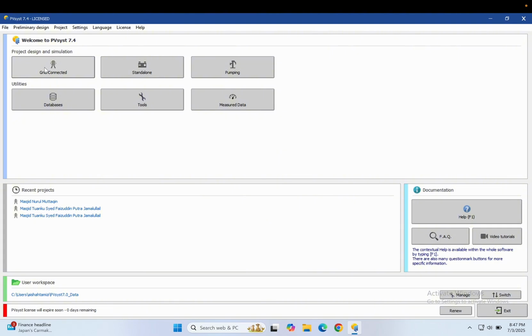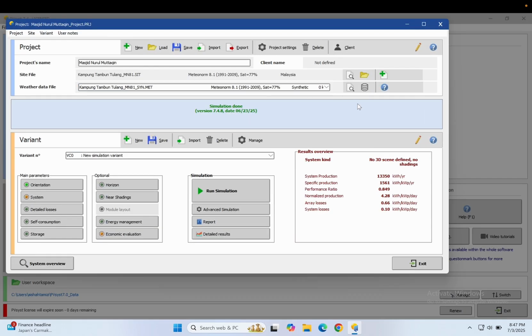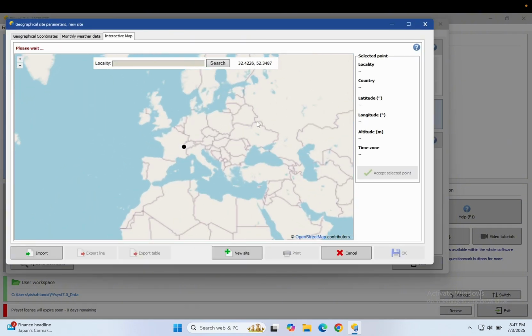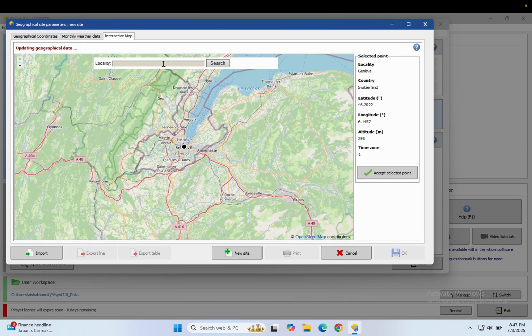First, choose Grid Connected. Based on the recent project that I have done for this FYP, which is Masjid Nurul Mutakin, click it to load the project. And then choose New Site. The reason why New Site is selected is because we need to enter the coordinates to access the solar resource and put the longitude and latitude of Masjid Nurul Mutakin. After that, accept selected point and select OK.